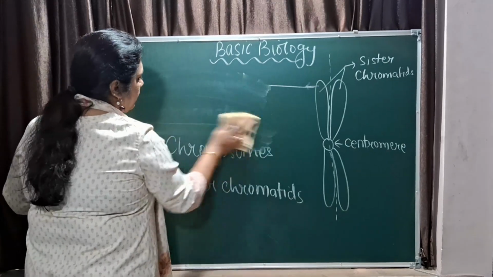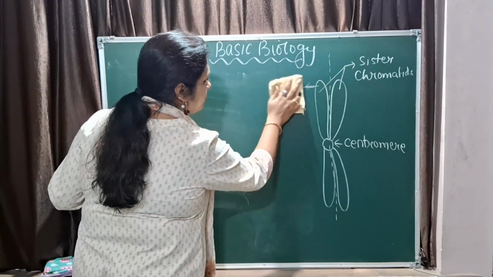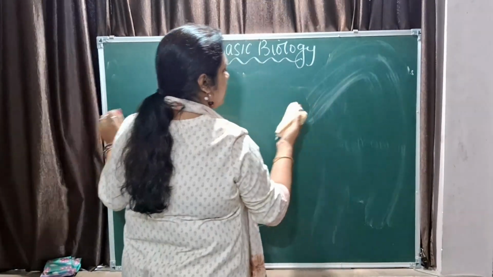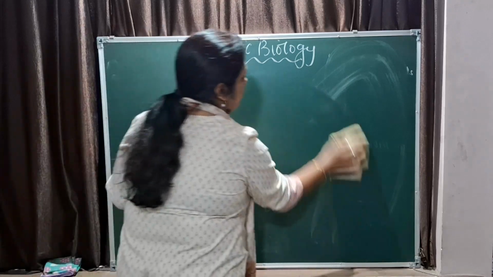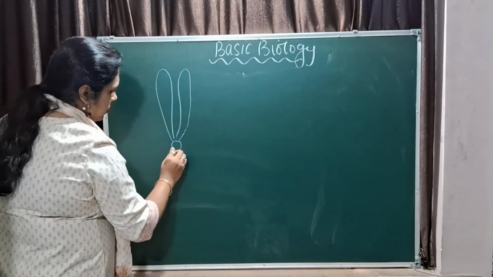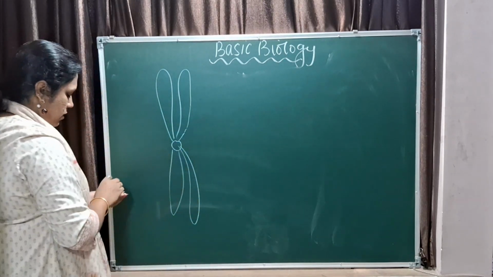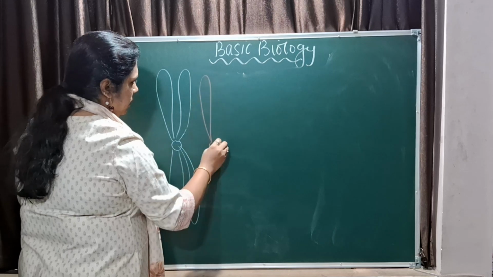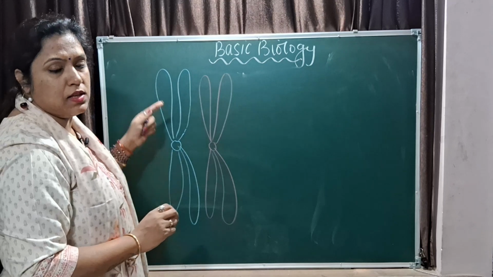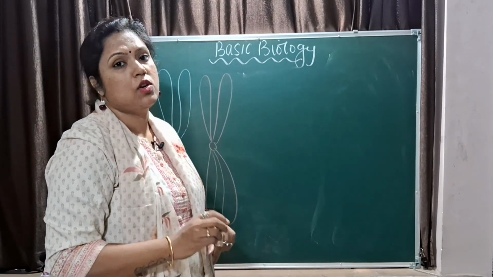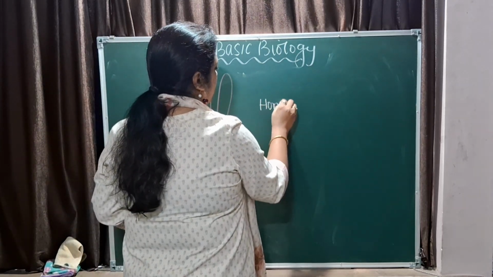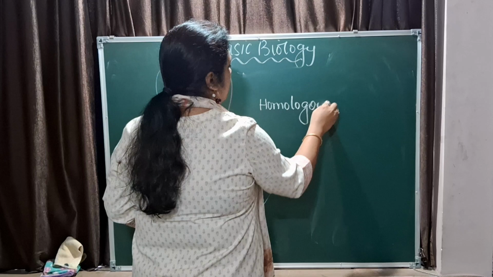So let me quickly wipe this out. I am just talking about the basics, the conceptual understanding, so that you can write your paper well. Please don't mind the colors, the blue and the pink, the traditional ones. The two chromosomes of the same size, shape and composition are called homologous chromosomes.